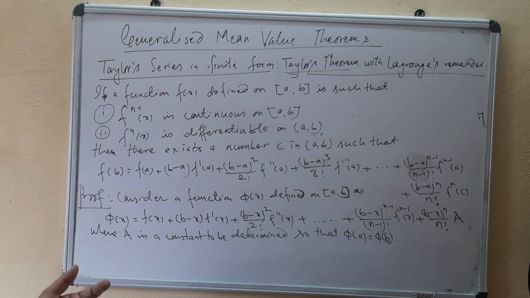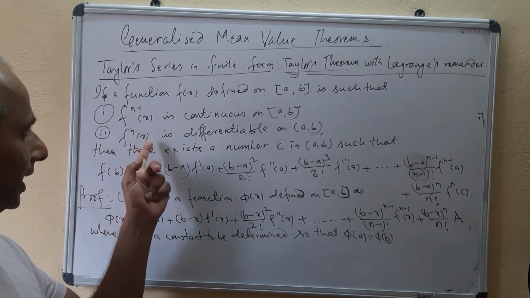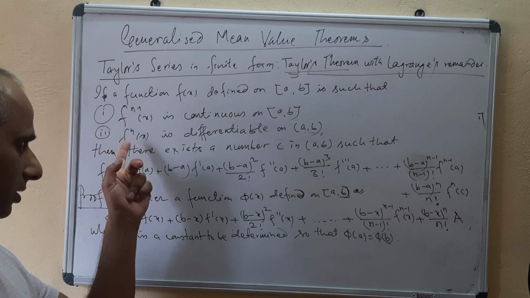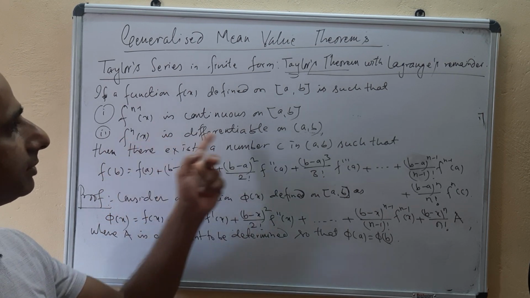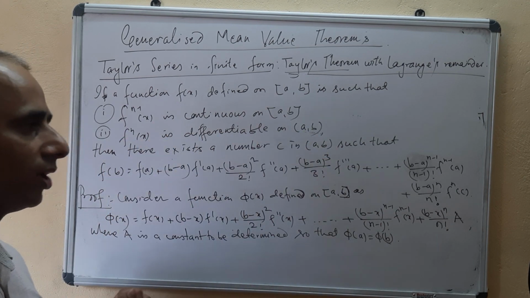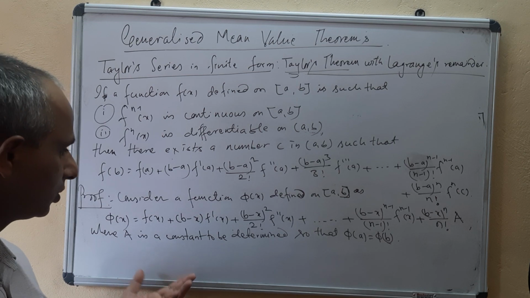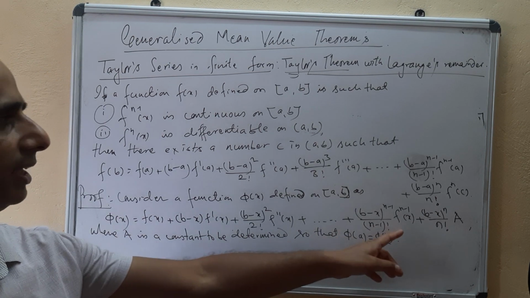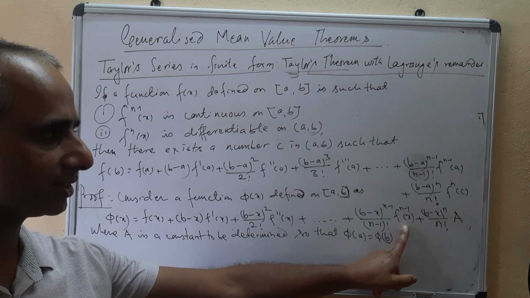And next, we have been given that the derivatives, till nth order derivatives, exist on open interval AB. So here we have used up to the n-1 order derivative of the function, isn't it?